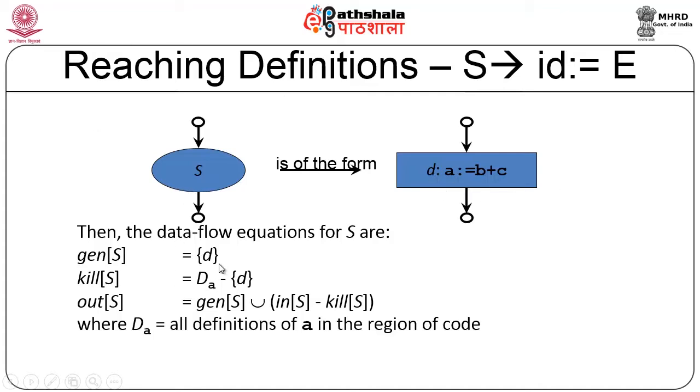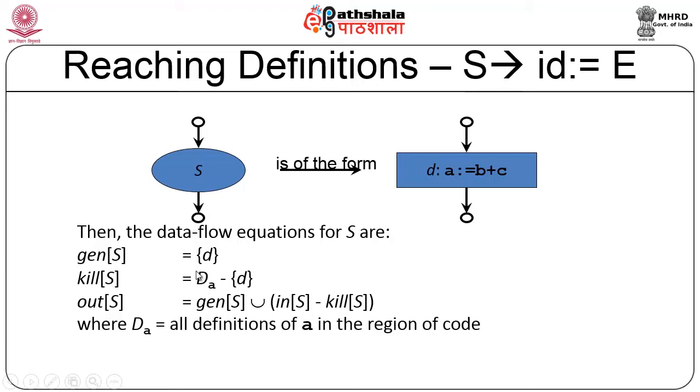So, it is nothing but containing that particular line number only, and kill of S is dA minus D, that is, all other definitions of A minus this definition of D will be the kill set. Okay. We will be focusing here on set notation, and we will also look at the binary bit representation of your statements. Once the set notation is formulated, we can convert that notation into a bit vector representation.